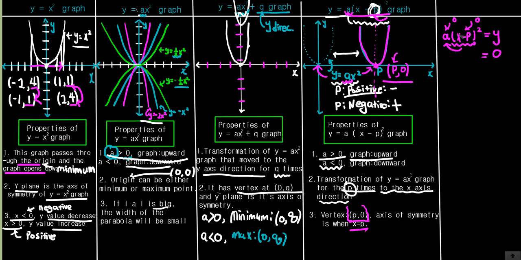So we can think about it in terms of x. When the x value is equal to p, this whole expression makes 0. The reason is that if we input the value of p into x, it will be a times p minus p squared, which should be equal to 0. P minus p cancels out as 0, and the square is just 0, and 0 times a is 0. So the axis of symmetry is the case when the x value is equal to p.